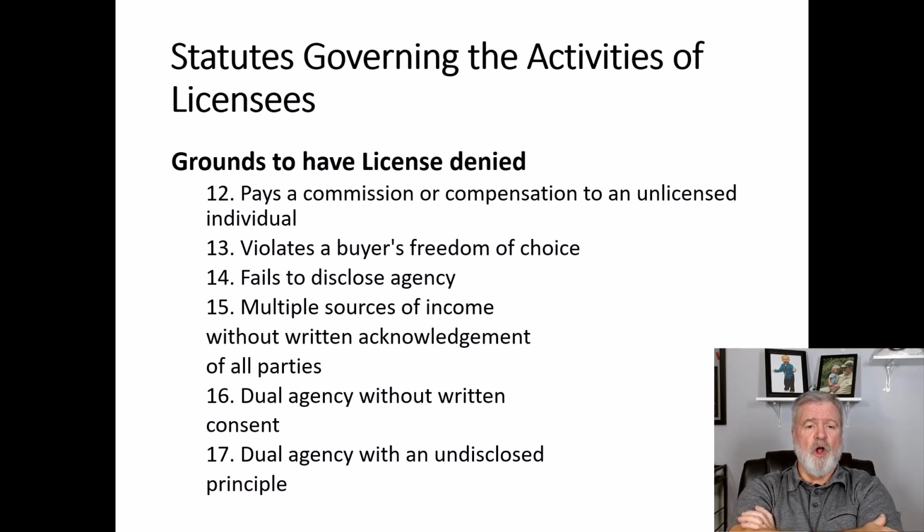15, multiple sources of income without the written knowledge or consent of all parties. What they're talking about here is, y'all say, for example, I'm representing a buyer. And in my buyer's agreement, y'all, and again, this is not to suggest how much anybody should charge, I'm just trying to give you an example of how something might work here. Say me and my buyer agreed in our buyer representation agreement that I'm going to get paid 3% commission. 3% of the sales price will be my commission.